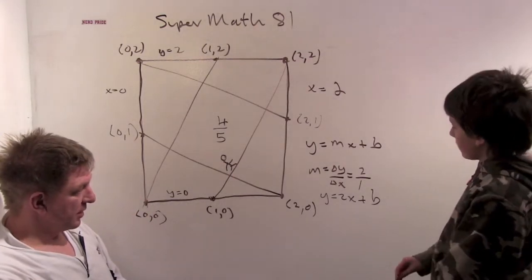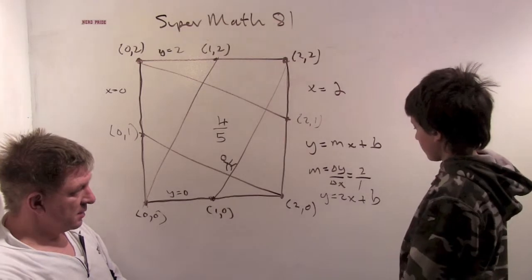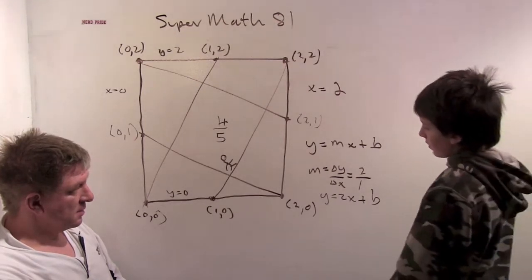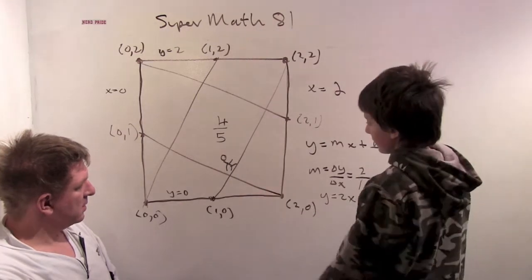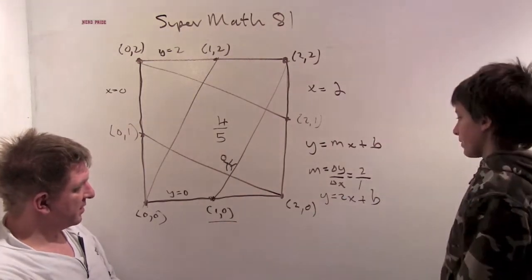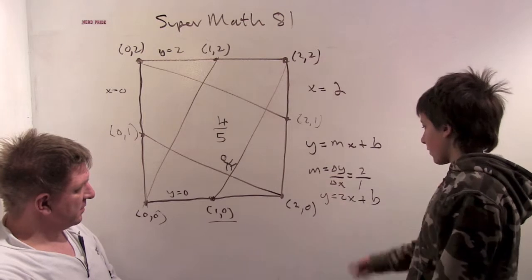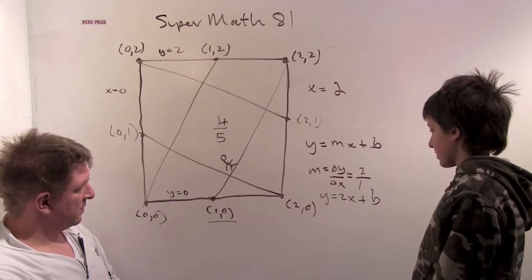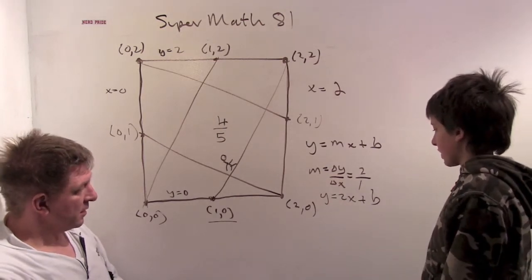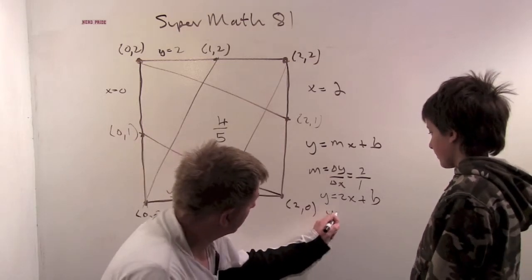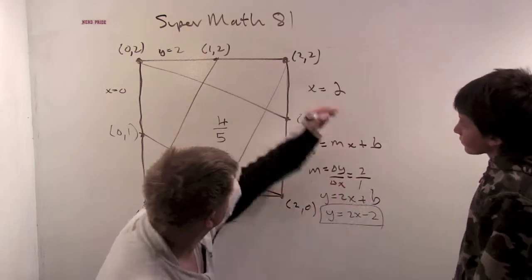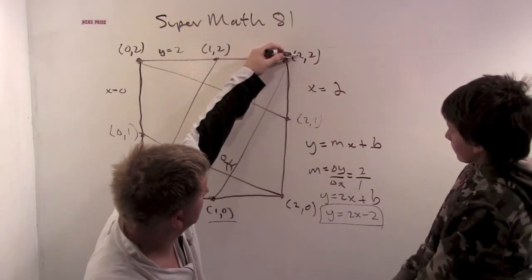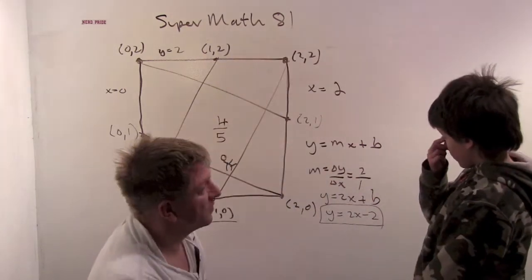How are we going to find that something? We could use one of our points, the y and x values. What is that going to tell us? So 0 is 2 plus something. So it looks like b is minus 2. So this line is y equals 2x minus 2. And we can see that it also works on our other point: 2 times 2 is 4, minus 2 gets us to 2.